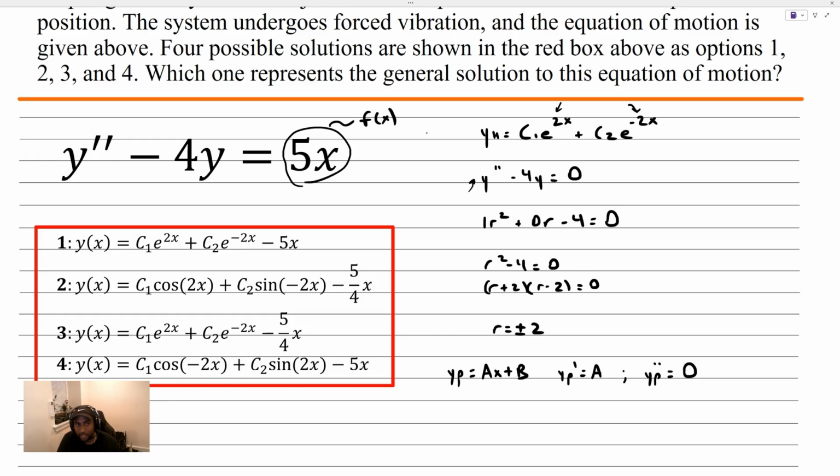Now we can plug this into our original differential equation. We plug in the particular solution here. The double derivative was 0, and the single derivative was a. If we go ahead and plug this in, what we get is negative 4 times ax minus 4b is equal to 5x. Now, what we're going to do is match the coefficients on similar terms.